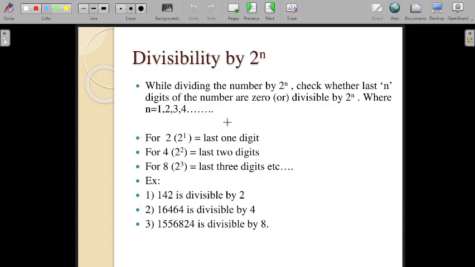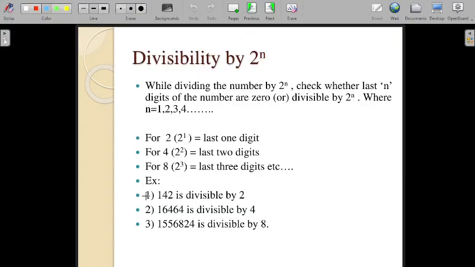First we will start with 2 power n. We all know what 2 power n is. Here n equals 1, 2, 3, 4, etc. 2 power 1 means 2, 2 square means 4, 2 cube means 8. You might have a doubt: we are dealing with divisibility, so why has this power come? Definitely, I'm going to explain it. Based on this n, we are going to take digits.